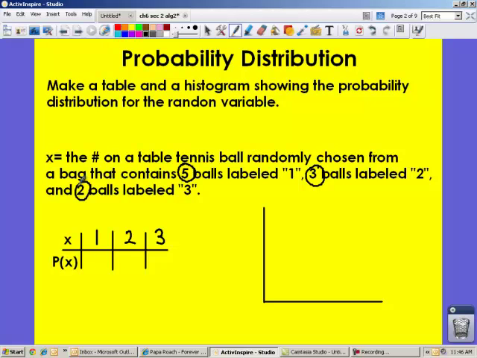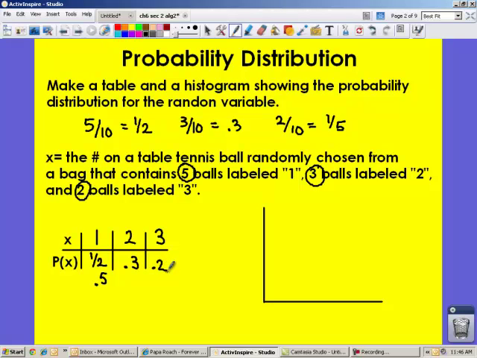So what we could do is figure out, if we have 5 balls out of 10 that are labeled 1, the probability of getting it would be a half. Or we could put the decimal as well, it doesn't matter. And then we have 3 out of 10 balls labeled 2, which is 0.3. And again, you can put the fraction or the decimal. And then we have 2 out of 10 labeled 3, which would reduce to 1/5, and that would equal 0.2.